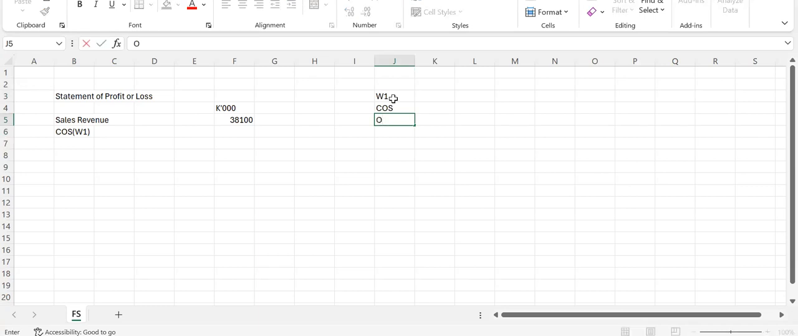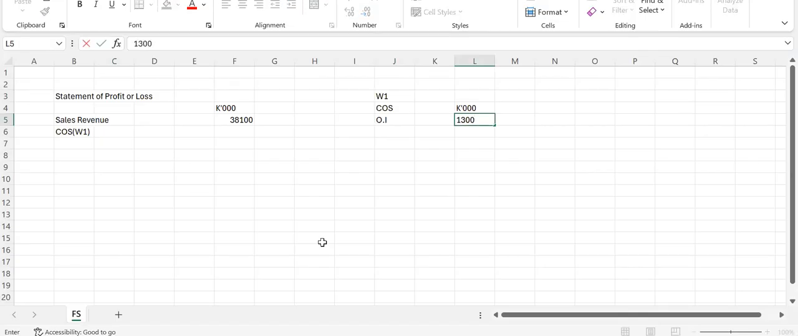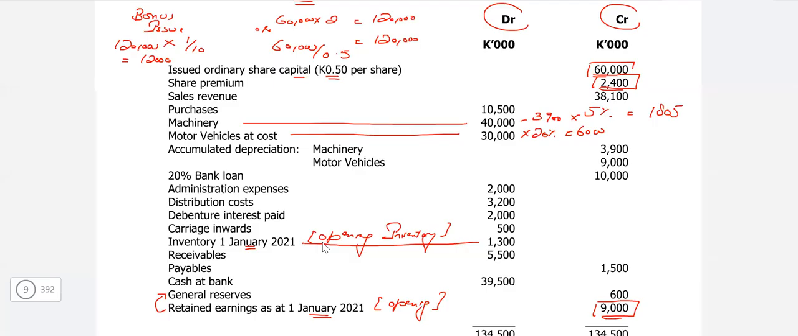So we need the opening inventory. Again, I'm not writing the full term, but in the exam you have to write the full term. We'll be doing the working in K000. Opening inventory, going to the trial balance, let's see the correct figure. The opening inventory is 1,300, so we put 1,300 over here. Then we have the purchases, 10,500. And then we have the carriage inwards. How much was it? It is 500.